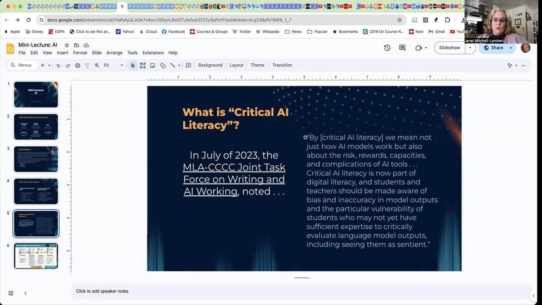So let's look at a definition written by the Modern Language Association about what critical AI literacy is. And what they stated last year in July of 2023 is this: by critical AI literacy, we mean not just how AI models work, but also about the risks, rewards, capacities, and complications of AI tools. Critical AI literacy is now part of digital literacy, and students and teachers should be made aware of bias and inaccuracy in model outputs and the particular vulnerability of students who may not have sufficient expertise to critically evaluate language model outputs, including seeing them as sentient, meaning that we may look at what's written and see it as completely accurate, and we don't know how to figure out whether something is accurate or not.